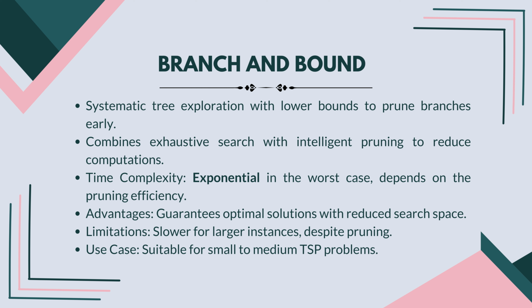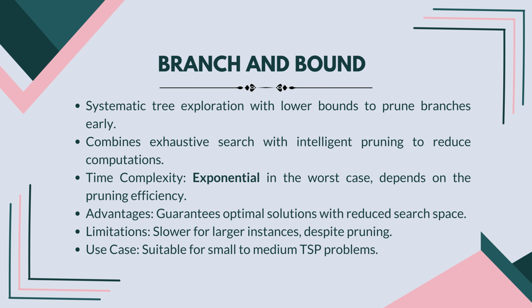Here's how it works. The algorithm views all possible solutions as a decision tree. The tree's root represents the starting city and each branch represents a potential path to another city. At each tree level, the algorithm branches out further by adding more cities to the tour. To avoid exploring every branch, it calculates a lower bound for each partial solution. The lower bound estimates the minimum cost required to complete the tour based on the current choices.